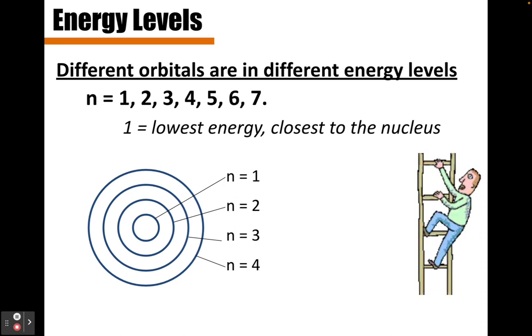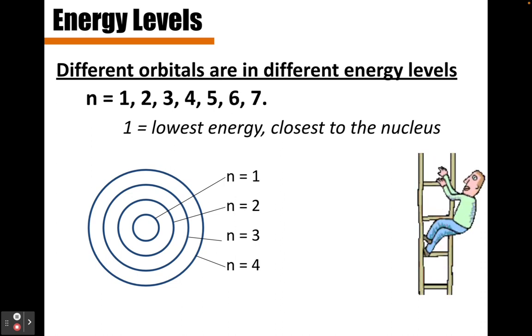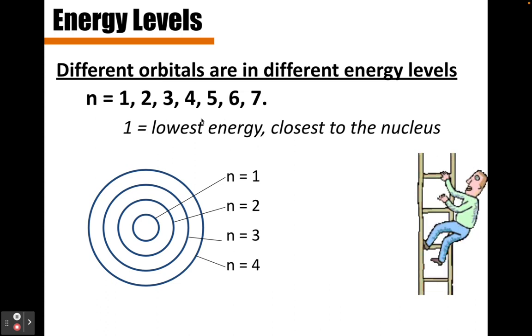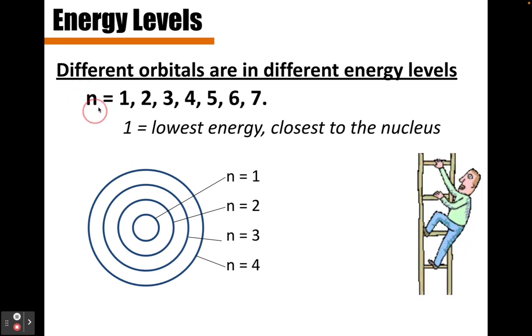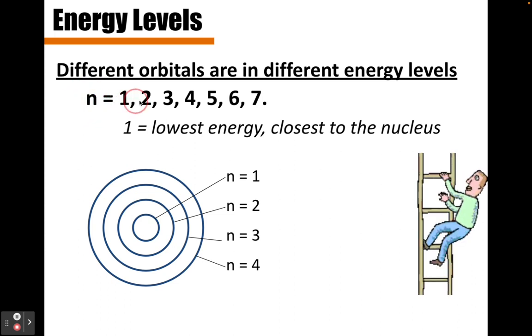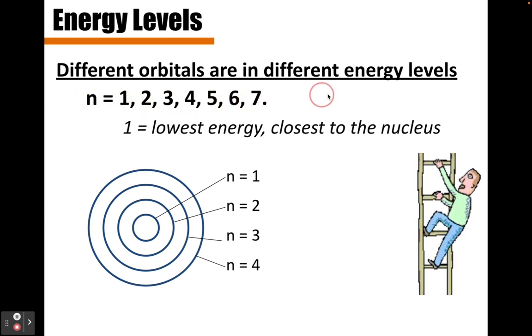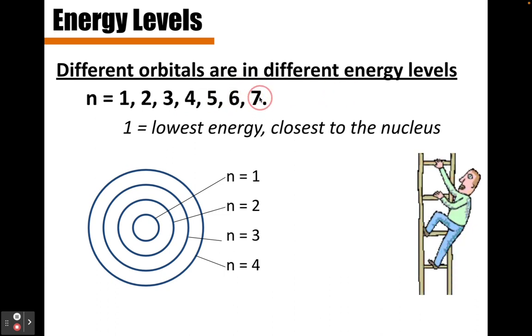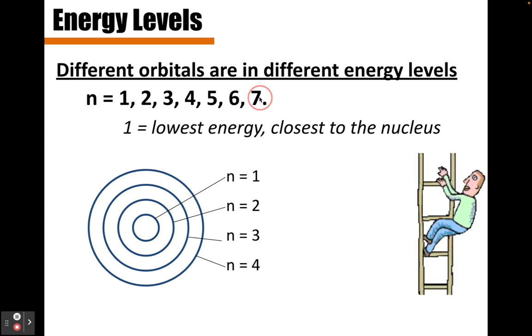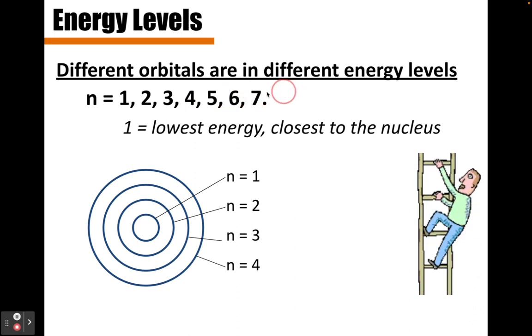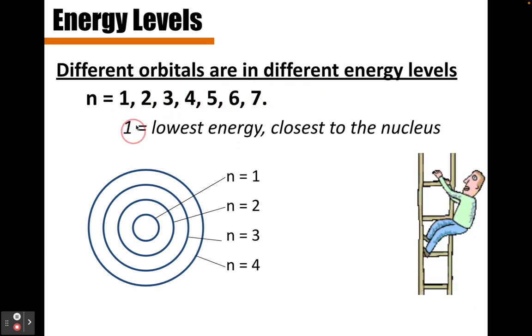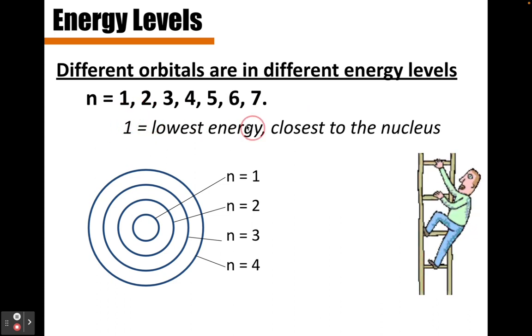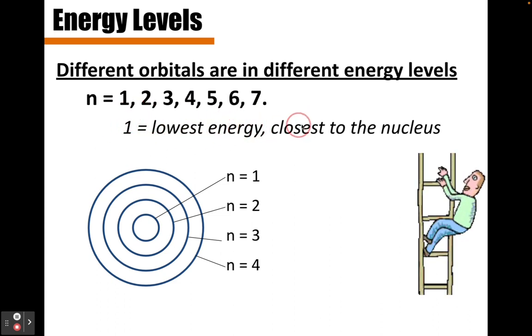So the first one is what we call the first quantum number. This describes the energy level. So N, like I said, you can have energy levels N equals 1, 2, 3, 4, 5, 6, 7, and so on. We're not going to go beyond 7 in this video anyway, but theoretically, you could go on to infinity. And N equals 1 is the lowest energy level, and the lowest energy level is closest to the nucleus.